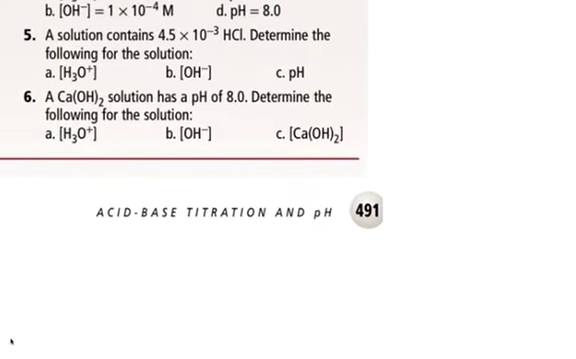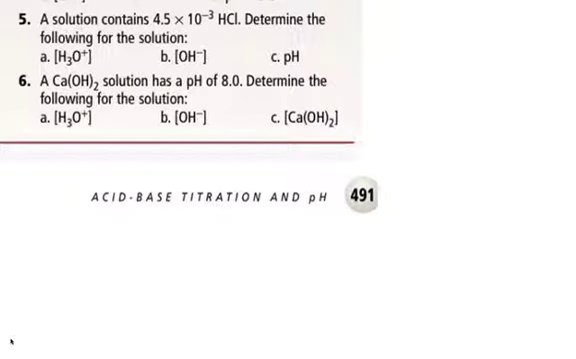Okay, some other calculations here. A solution contains 4.5 times 10 to the negative 3rd molar hydrochloric acid. Determine the following for the solution.